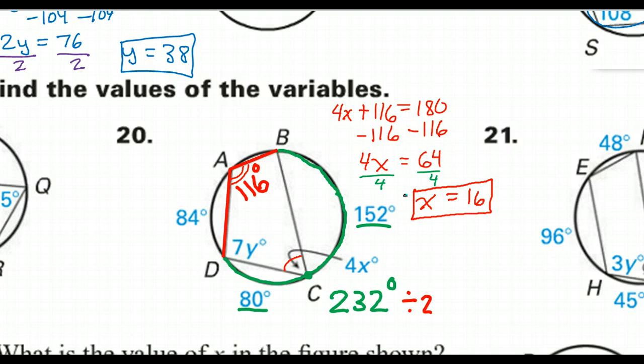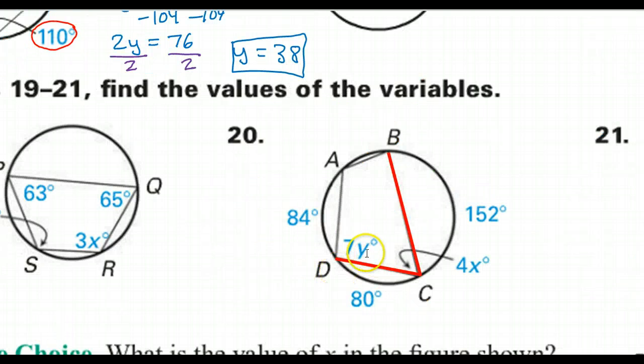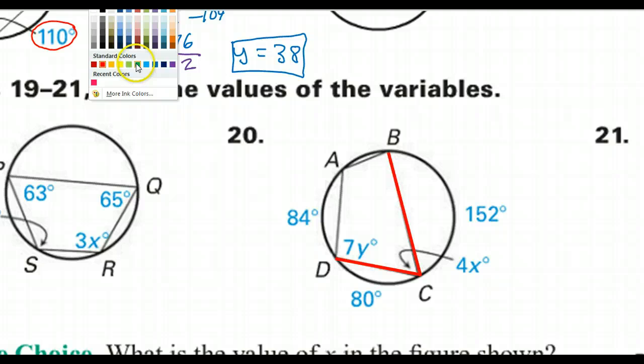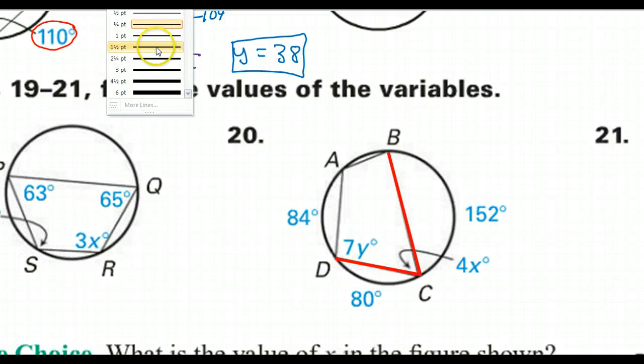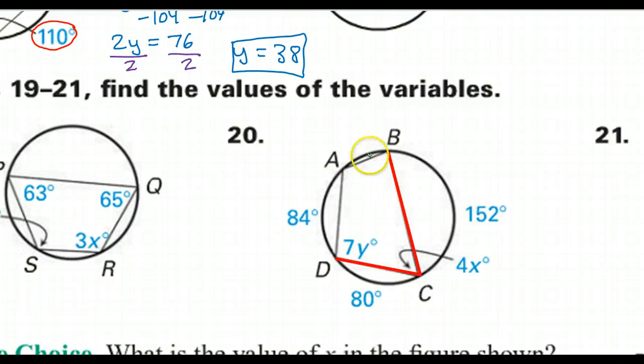Okay, so that's going to give me x equals 16. That's one way to do it. All right, here's another way to do it. Basically, we're trying to find this angle right here. Now, the arc that goes with this angle is this arc right here, arc DB. This is the intercepted arc for the angle that we're looking for.